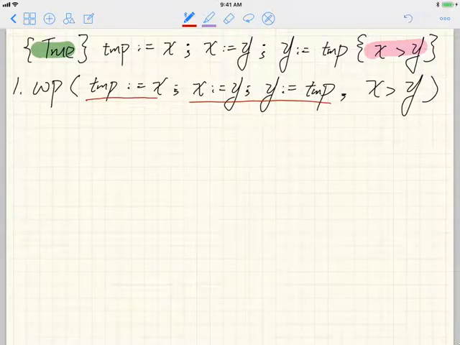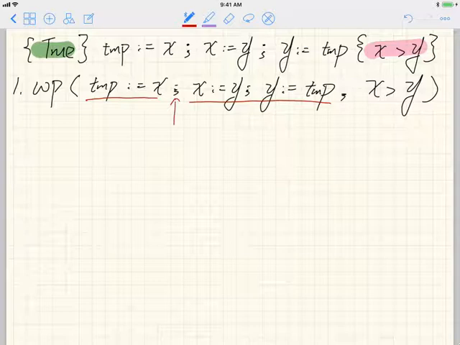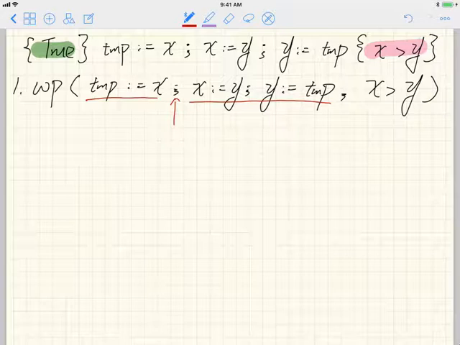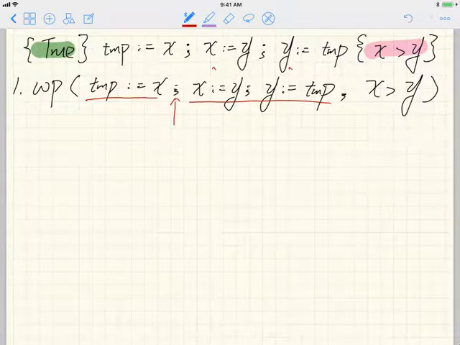Okay, let's now try to simplify this. What's going to be the ending condition over here in the intermediate points? I want to know, when the first stage, temp is assigned to x, what should be the ending condition for that? The condition must be the weakest precondition for the remaining two assignments to establish the postcondition. Let's write it down.